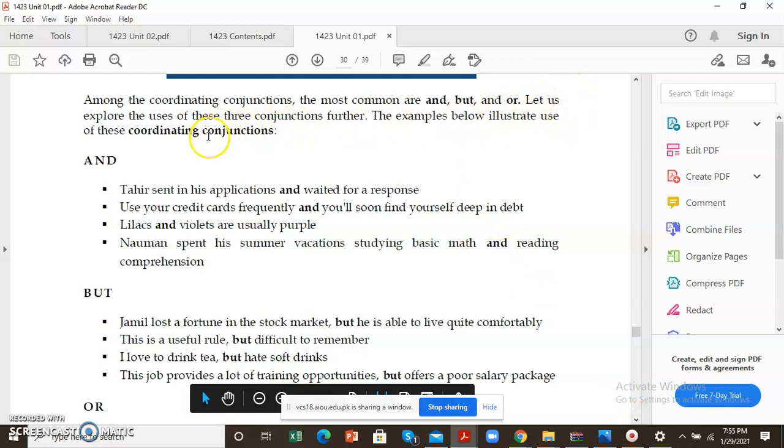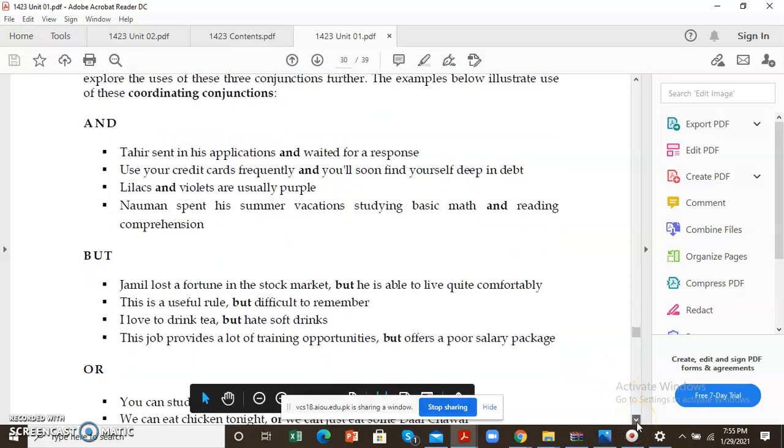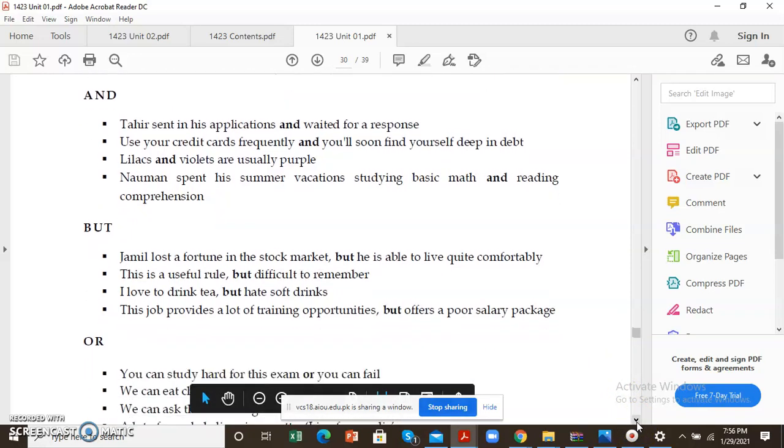Let us explore the uses of these three conjunctions further. The examples below illustrate the use of these coordinating conjunctions. So students, I would like to take you towards these examples, and these examples show how they coordinate with the other sentence and make one very strong longer sentence, right? Use of and.